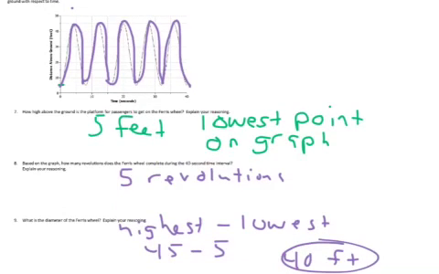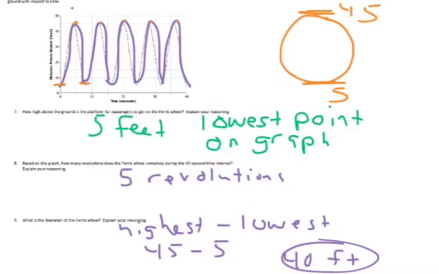This could have been a tricky question for you, but remember, all you have to do is take your highest distance above the ground minus your lowest distance above the ground. So by looking at the graph, I saw that my highest point, no matter what, was at 45 feet. My lowest point was where the platform for the passengers was, and that was 5 feet, and if I subtract them, that's a 40-foot difference. So the whole diameter of the Ferris wheel, from the lowest point at 5 feet to the highest point at 45 feet, the difference there was 40 feet.